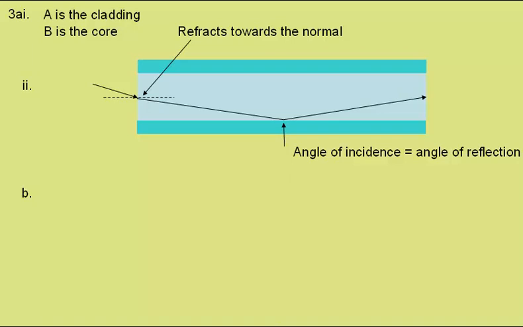In B, we need to calculate the critical angle for the boundary between A and B. We're given the refractive index of A as 1.46 and that of B as 1.48. Well, the sine of the critical angle is n2 over n1, where n2 is the refractive index of the substance the light would travel into, and n1 is the refractive index of the substance the light is leaving. Putting in the values given gives theta as 80.6 degrees.